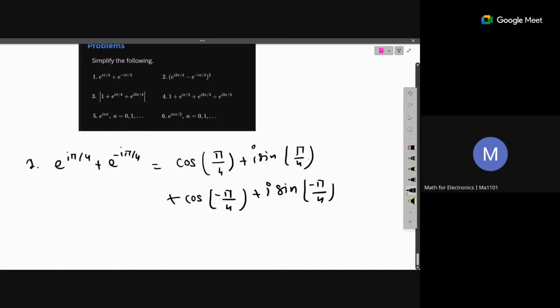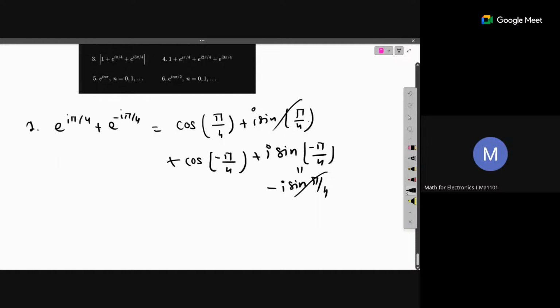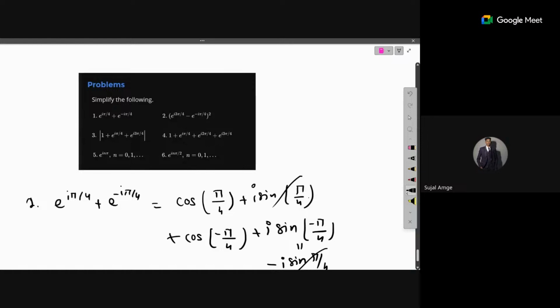But this sine of minus pi by 4 is the same as minus sine of pi by 4, so the iota sine terms will cancel out. And cos of minus pi by 4 is the same as cos of pi by 4. Sir, which question are you facing? Tell me. In the next lecture we will solve e to the power i pi equal to minus 1.